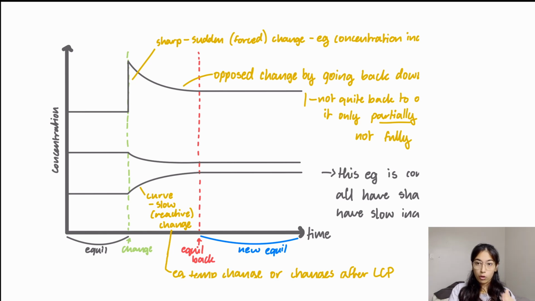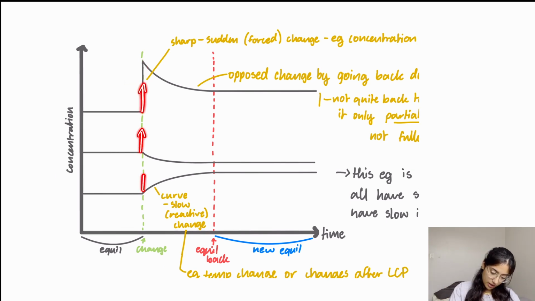If all of them change, right? So if all of them have a sharp increase or a sharp decrease, then what that would mean is that we've changed the volume of the system. And how do we know that? So again, a sharp or sudden change always indicates a forced change, or the change that you as the scientist have caused on the system. Whereas these slow curve changes are usually a reactive change. So that's what's happening in response to the change you forced. So that's how you can tell what's going on.